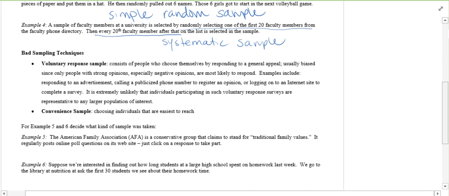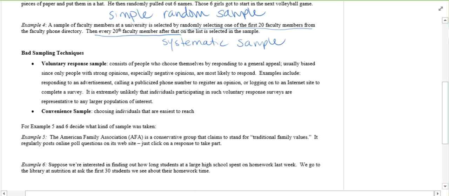Okay, when we sample, there are some bad things that can happen. So we need to talk about errors that can happen. Bad sampling techniques: a voluntary response sample consists of people who choose themselves by responding to a general appeal. Usually, this is biased, since only people with strong opinions, especially negative ones, are most likely to respond. Examples include responding to an advertisement, calling a publicized phone number to register an opinion, or logging onto an internet site to complete a survey. It is extremely unlikely that individuals participating in such voluntary response surveys are representative of the larger population of interest.